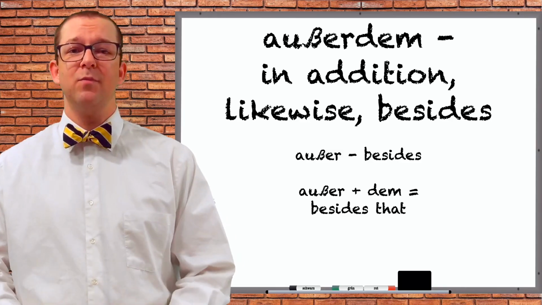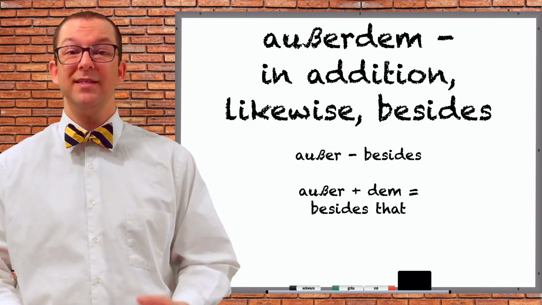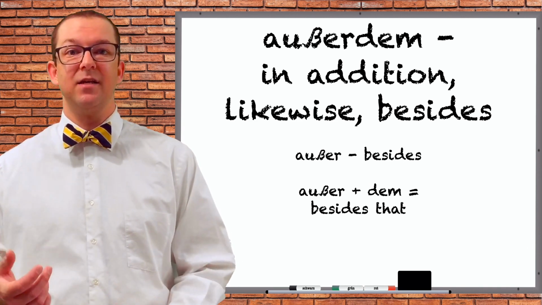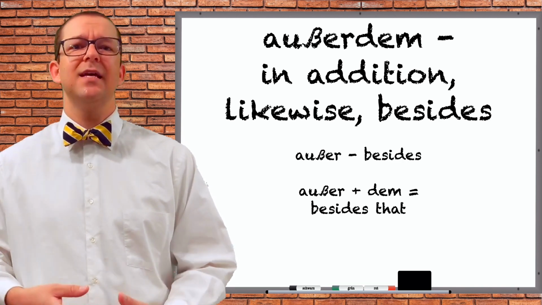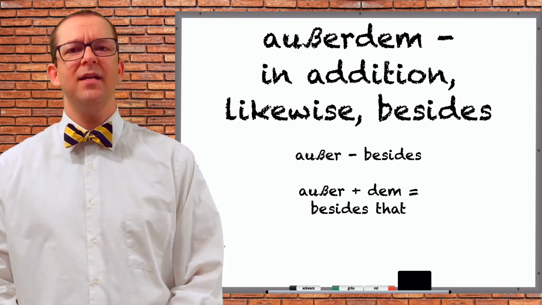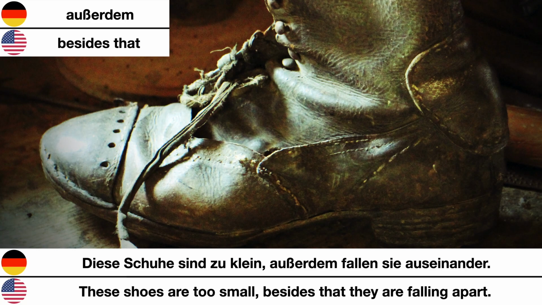The most common and most widely used way to say in addition to or likewise in German is außerdem. The preposition außer means besides. When you add dem to the end of it, it's like saying besides that or in addition to that. With this in mind, you can use this as a conjunction. Here are a few examples of that. Diese Schuhe sind zu klein. Außerdem fallen sie auseinander. These shoes are too small. Besides that, they are falling apart.